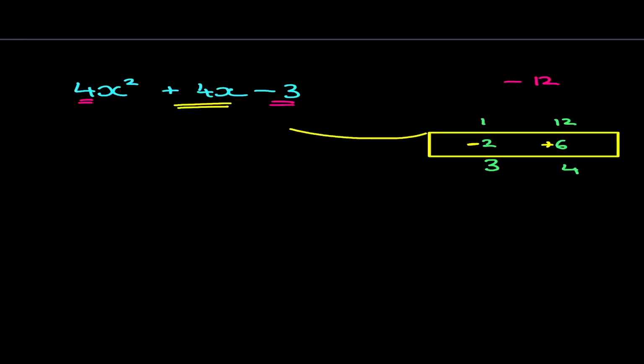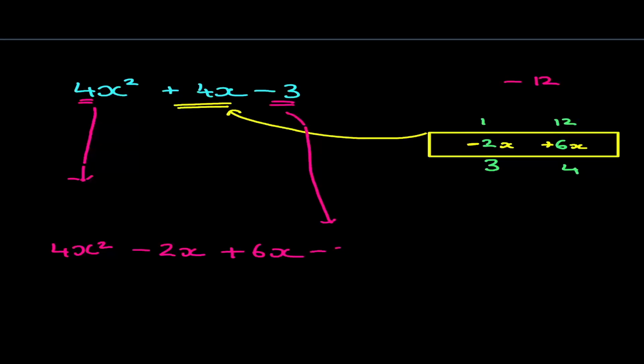So what you do is you replace that 4x with these two factors and make sure you put an x after each one. So we're going to write this out. So we haven't done anything to this 4x squared, so it still remains. Then we write out my two factors, which are negative 2x and positive 6x. And we haven't done anything to this negative 3, so that also remains there. So all we've done is replace that middle value, that positive 4x, with those two factors.